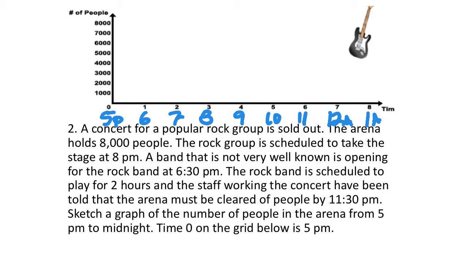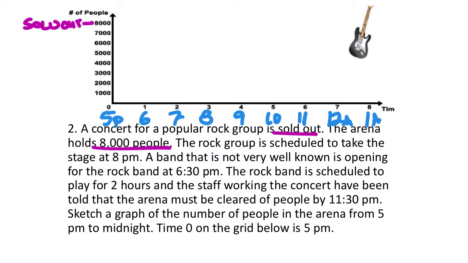And what do we know about the arena? It's holding 8,000 people, and it's sold out. So I'm going to assume that it's going to be at capacity at 8,000 people right here, okay? So this is sold out at 8,000. Now, of course, at this point there are some very subjective values that we're going to have to look at, such as the band that's coming on before the rock group is not quite as well known, right?